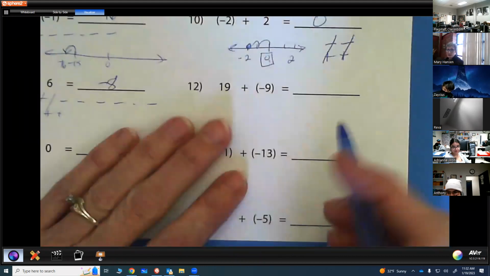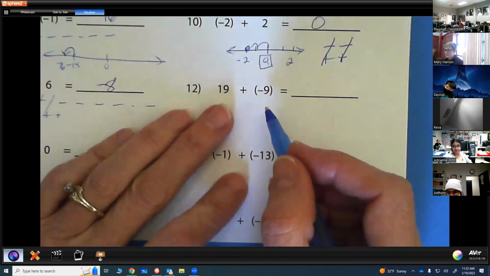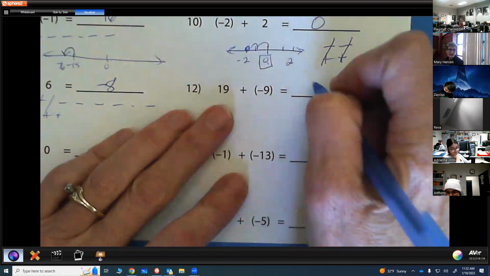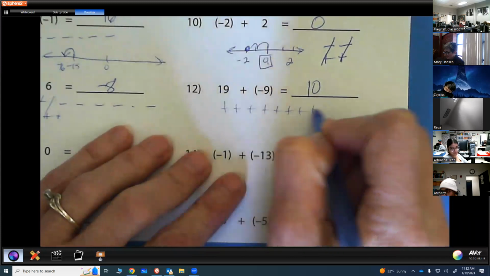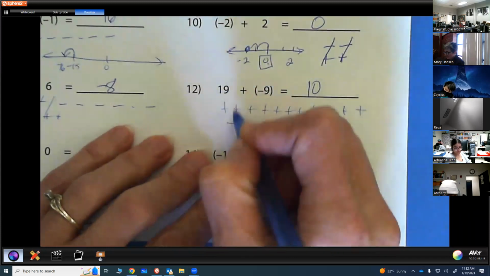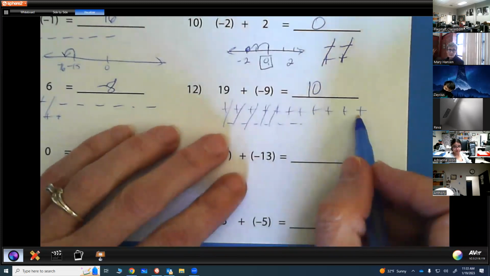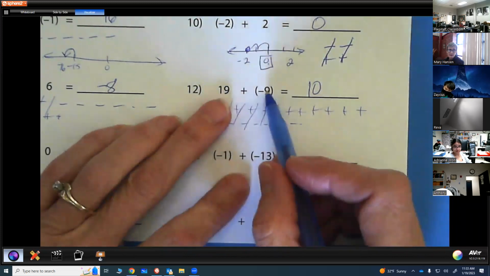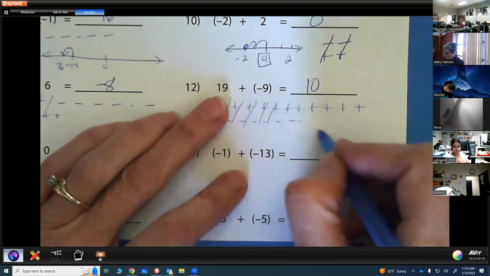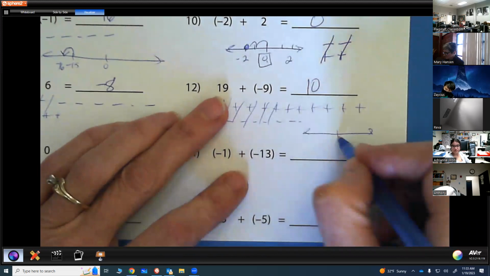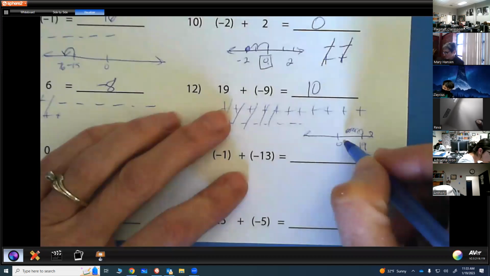All right, what do we have for number 12? 10. Yep, very nice. Again, I'd have a whole lot of positives. I'd have 19 of them. I'd only have 9 negatives that would start canceling out. So I'm going to be left with positives. And if I have 19 positives and 9 negatives wipe out 9 of the positives, I'd be left with 10 positives. Or your number line. If I'm at 19 and I move 9 spaces to the left, I'm still positive and I would be at 10.